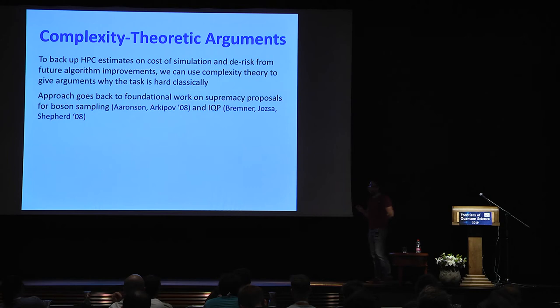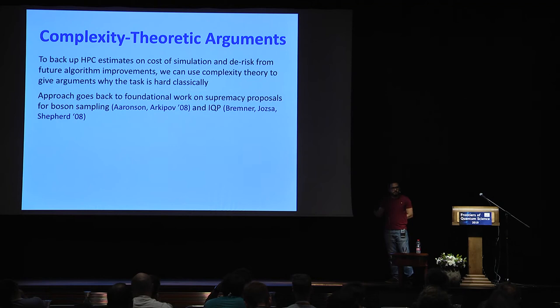Well, there is a whole theory devoted to that, to make sure, or to give strong arguments, why we cannot have better algorithms for some particular problem. This is complexity theory. So you want to use complexity theory to give arguments why the task that we want to solve classically is actually indeed hard, and you cannot do it. This actually was the foundation of all this work on quantum supremacy.